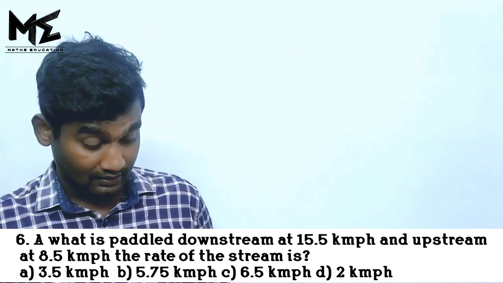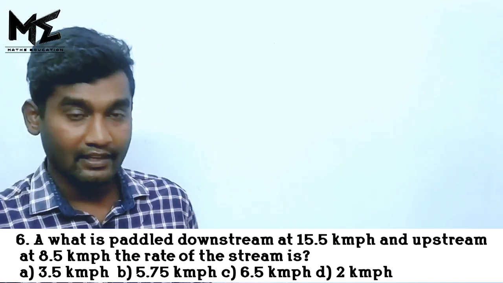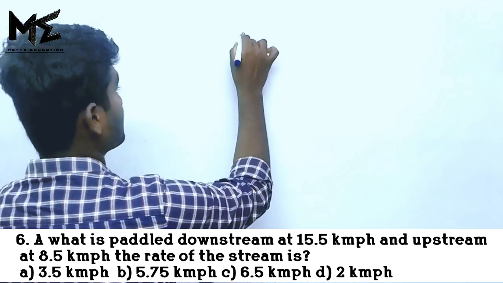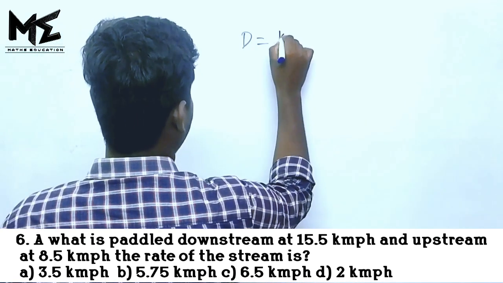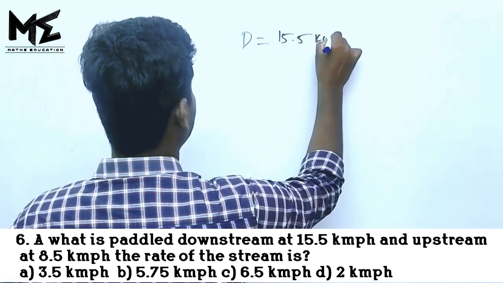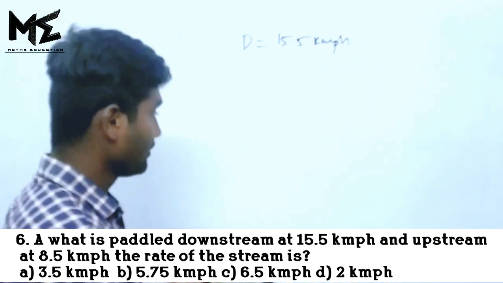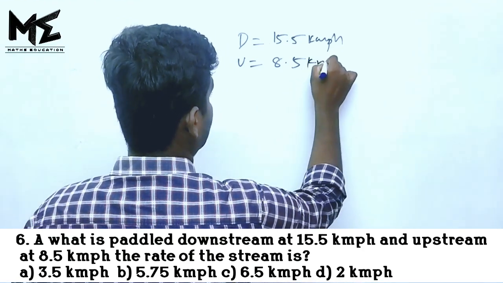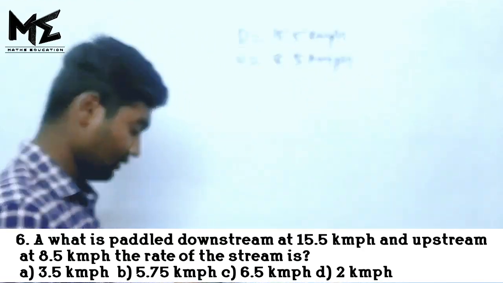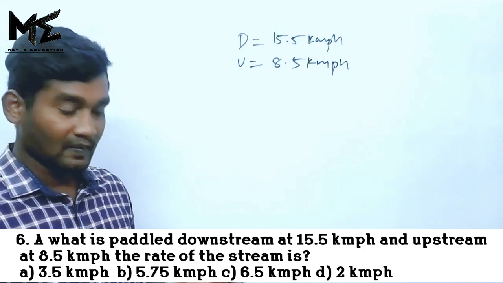Next we have another question. A boat is paddled downstream at 15.5 kilometer per hour, and upstream at, we have to find the rate of the stream.